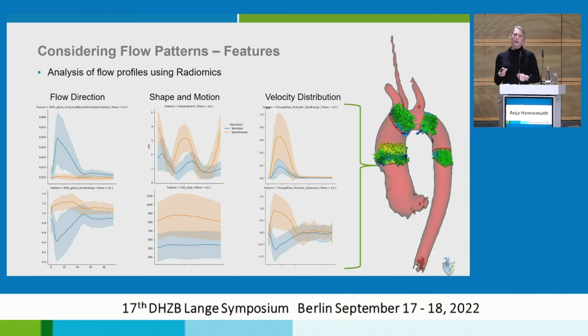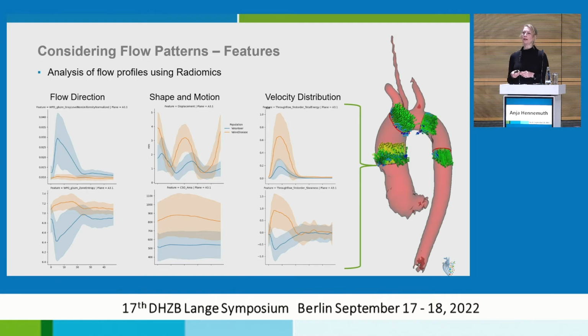So looking, for example, at the direction problem, when we compare the flow direction and how it changes over time via analyzing the wall parallelity of the flow vectors in volunteers and diseased persons, we see very clear differences here. So especially regarding the change over the heart cycle.